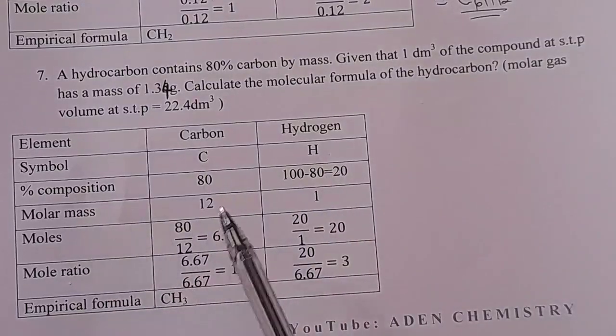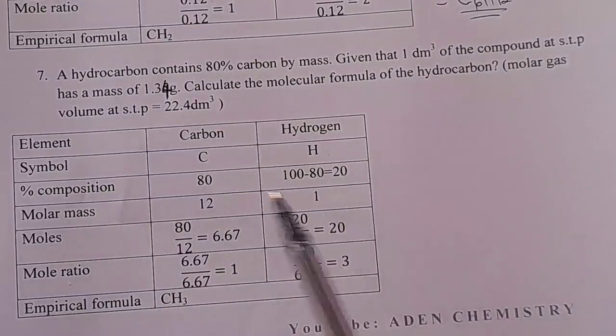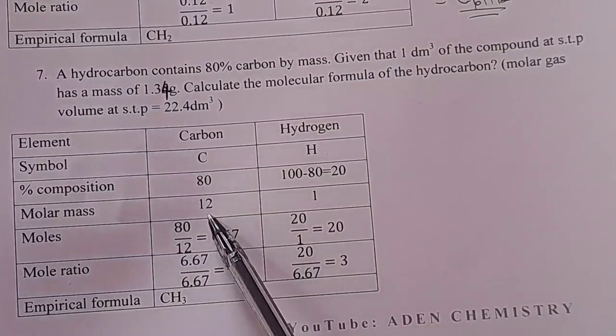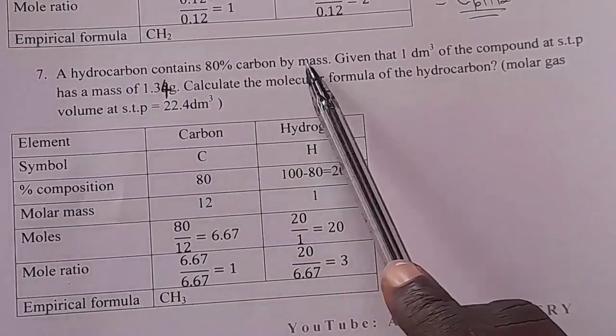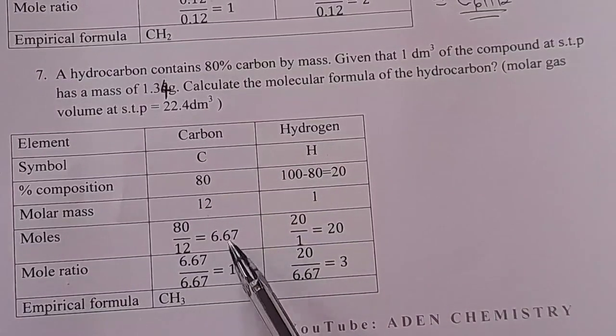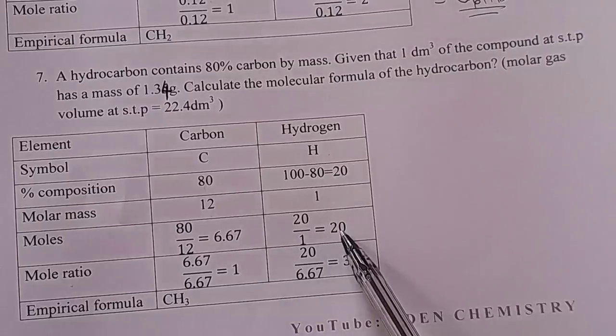Then the molar mass for carbon is 12, the one for hydrogen is 1. Okay, the moles. Moles is given by percentage over molar mass. You see here, this percentage was by mass. So mass over molar mass. Here we are going to get 6.67. The side for hydrogen will be, we are going to get 20.